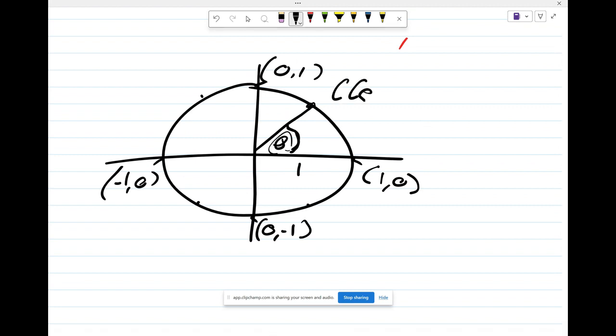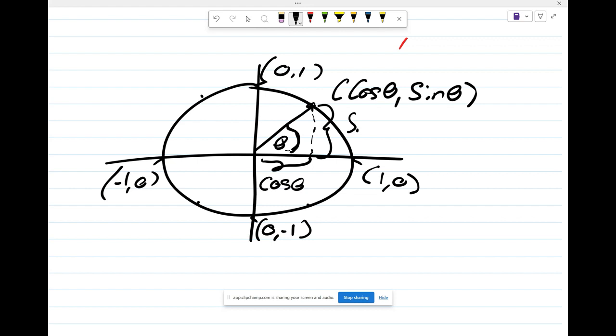They said the x-coordinate at this point is going to be cos theta, and the y-coordinate is going to be sine theta. So if we imagine dropping a line down like that, our x-coordinate, how far out we have to go, is going to be cos of our angle, and our y-coordinate is going to be sine of our angle.